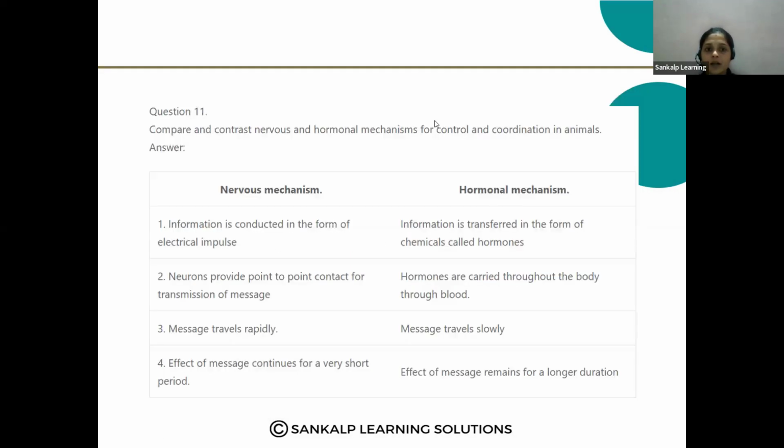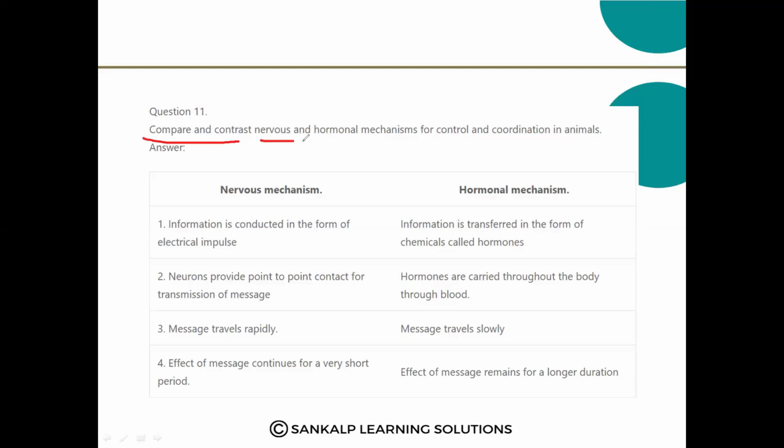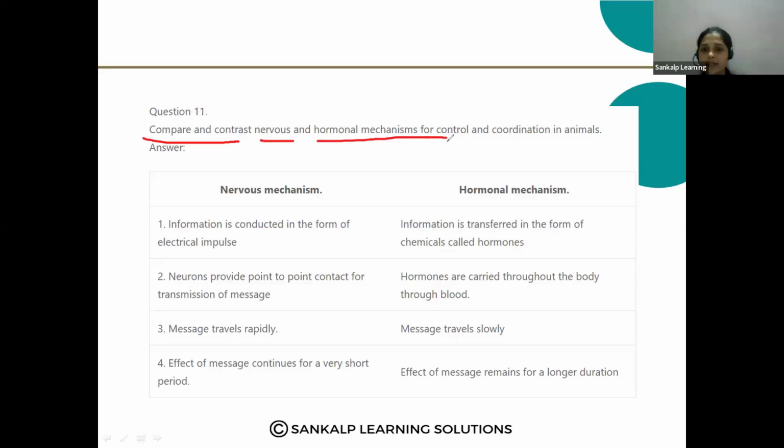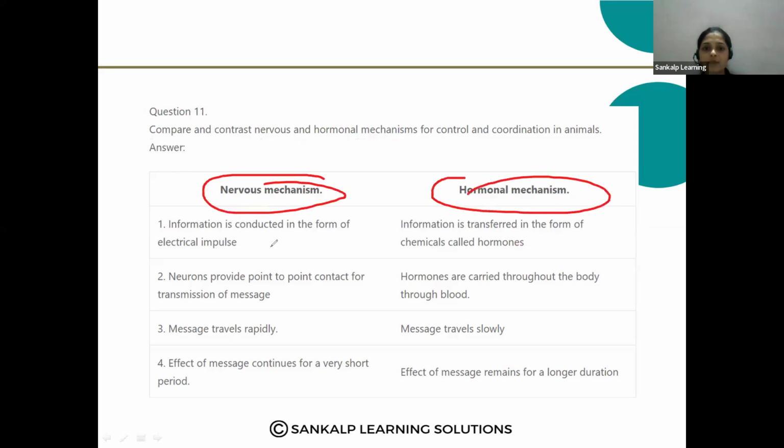Okay. See the next question. Compare and contrast nervous and hormonal mechanism for the control and coordination in animals. So you have to write the difference between the nervous mechanism and the hormonal mechanism, how the nervous system is working and how the hormonal system is working.